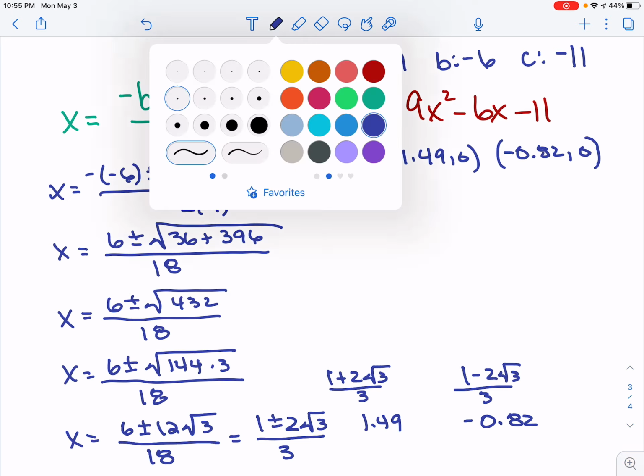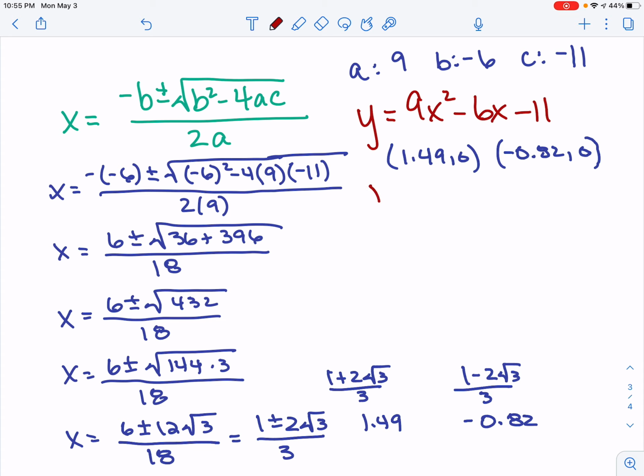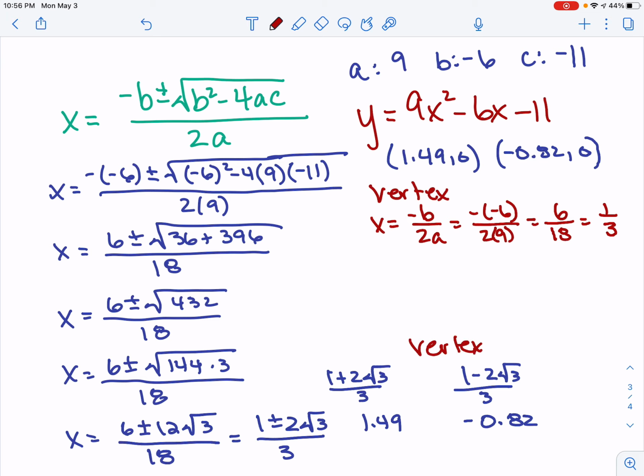So now that I have found my x-intercepts or my zeros or my roots or my solutions, I'm going to think about this in terms of graphing. I'm going to change my color here and I'm going to focus on finding the vertex. The formula for finding the x value of the vertex is -b divided by 2a. So I have -6 divided by 2 times 9, which is going to give me 6 divided by 18, which is the same as 1/3. So I know for my vertex, I'm going to have 1/3 comma something.